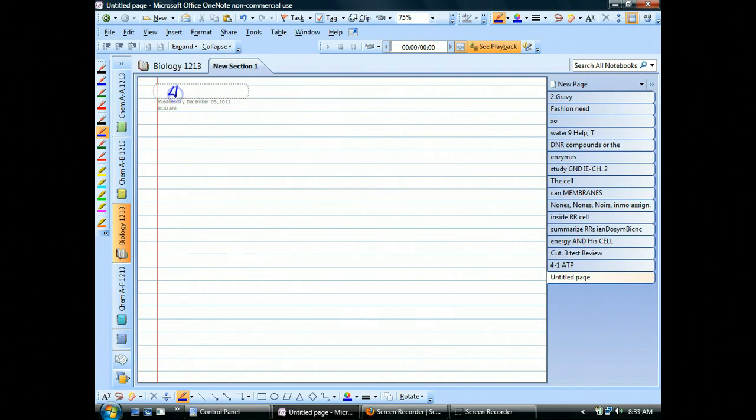Okay, this is section 4-2 in the book, and it is called Making ATP Without Oxygen.